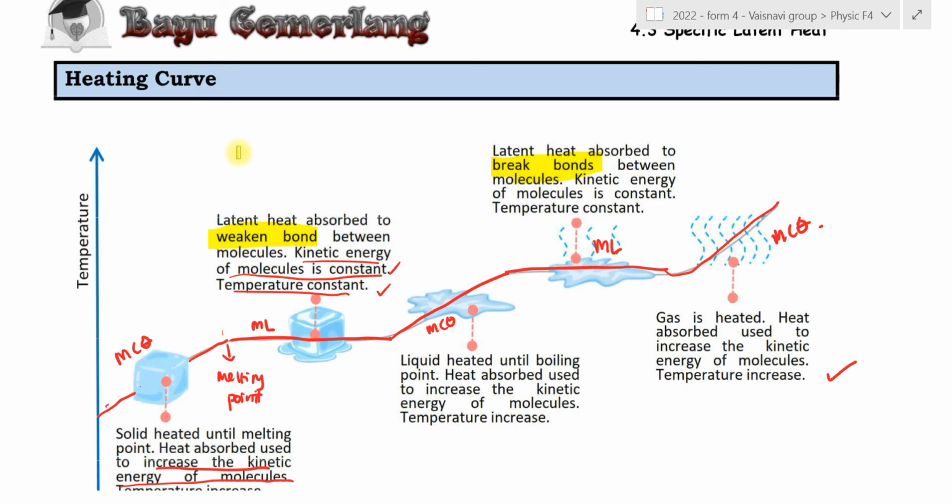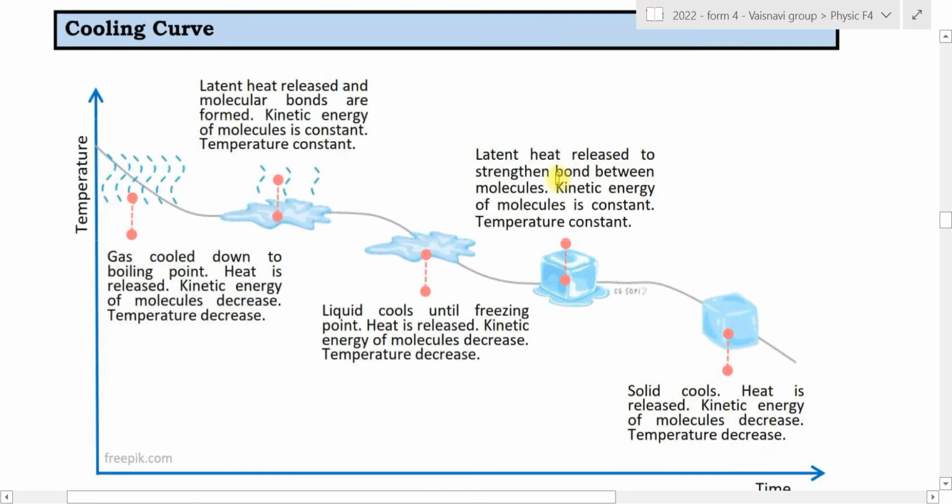Break the bond. This is the heating curve. If we want to go from solid to liquid, liquid to gas, we have to break the bond. If reversed, we form the bond, forming bonds. Okay. Now here, it is a gas. Cool down to its boiling point. Heat energy is released. Cooling, all energy is released. Heat energy is released, so the kinetic energy of the molecule decreases because you are cooled down.